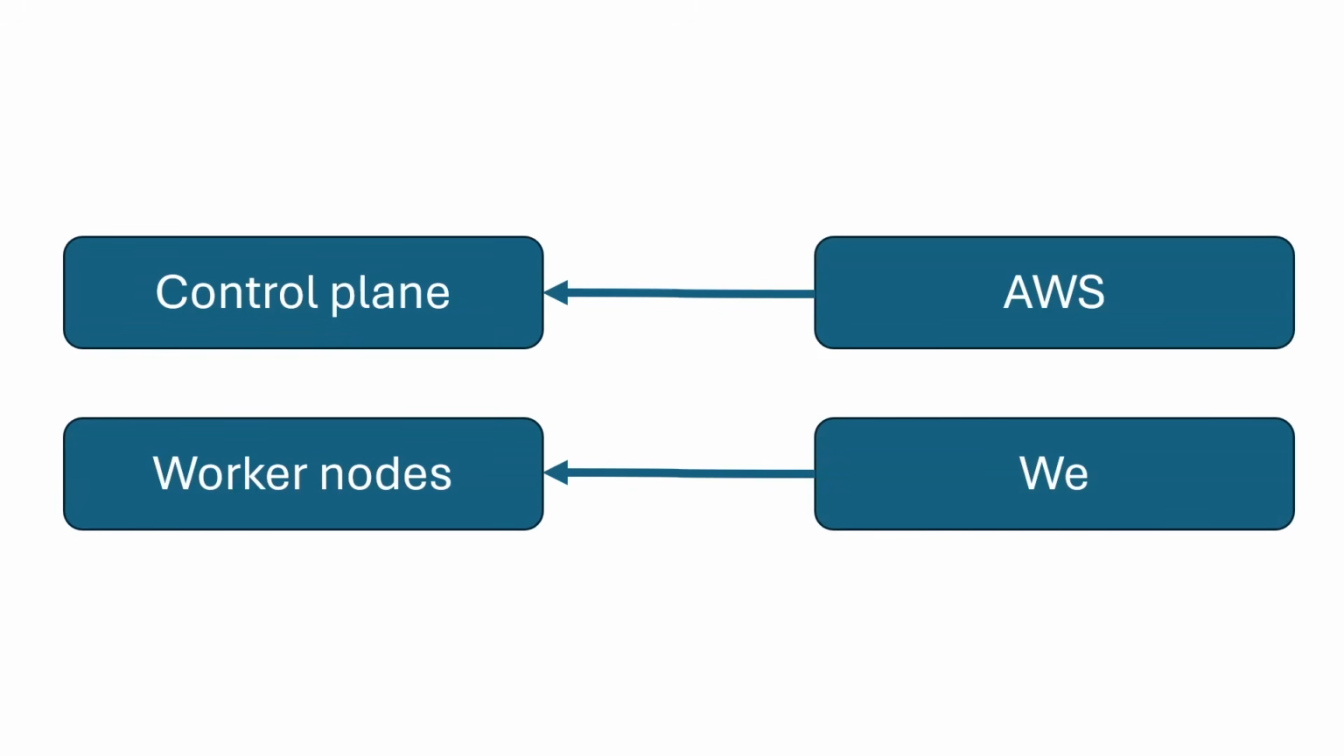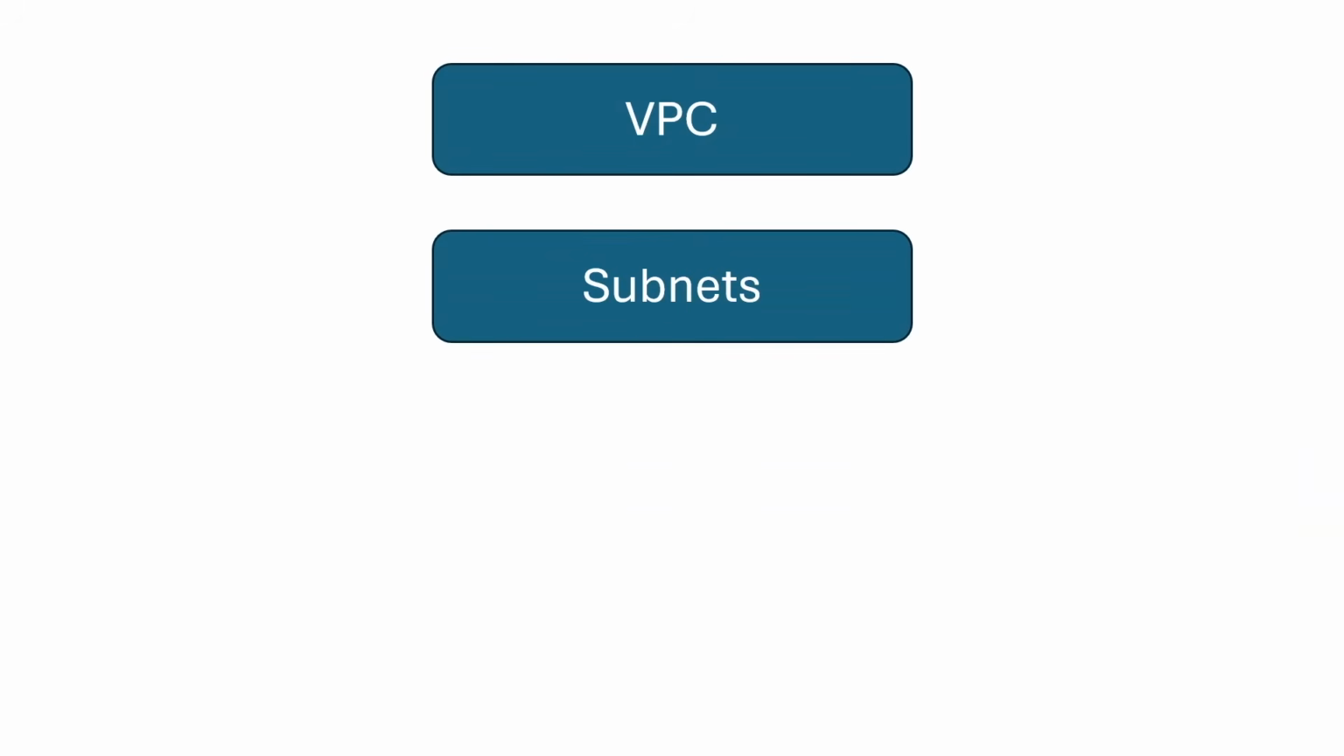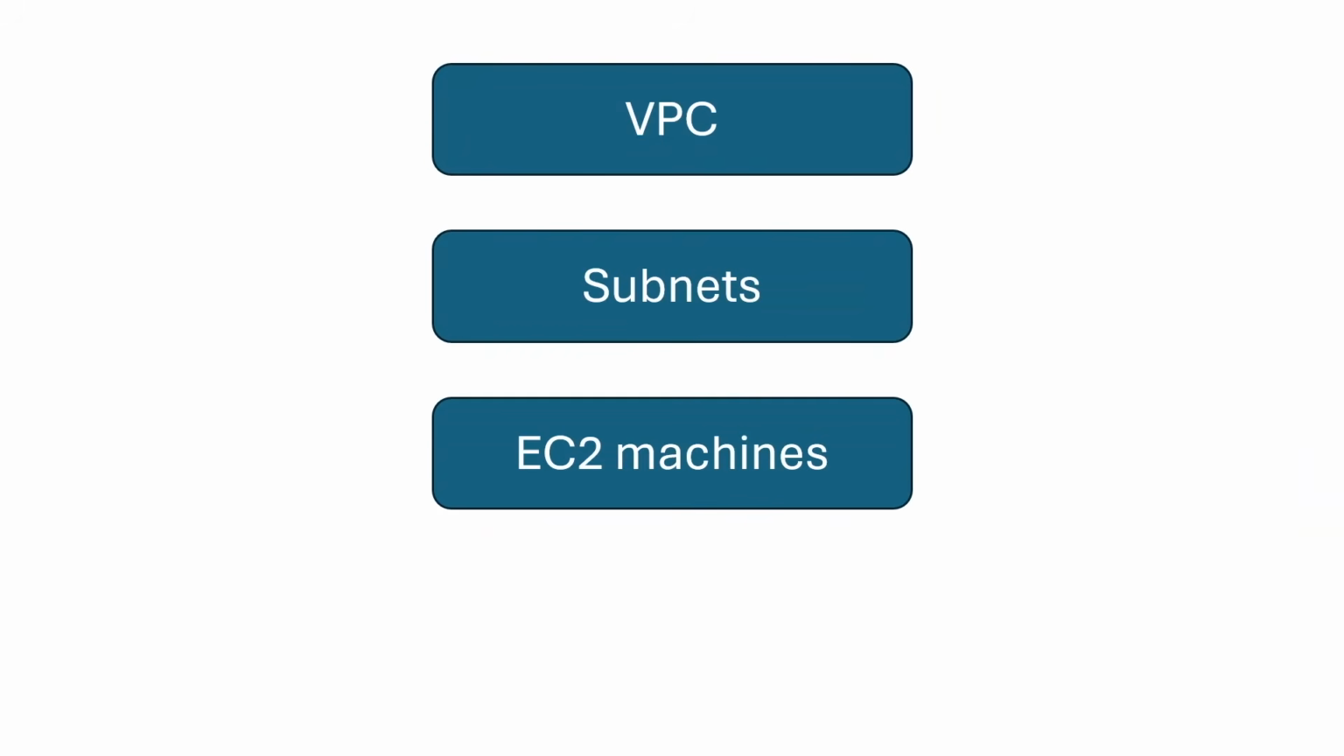Think of it like this. AWS gives you a fully managed brain and you provide the body. Now, before we go to the code, let's look at the different components that we will be building. So first, we will have the VPC. Now, this will be the network for our EKS cluster. Then we will have the subnets. Now, this is where the nodes will live. Then we have the EC2 machines. Now, this will be the worker nodes in our Kubernetes cluster.